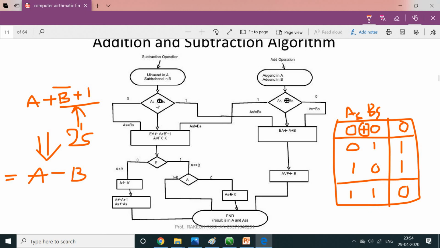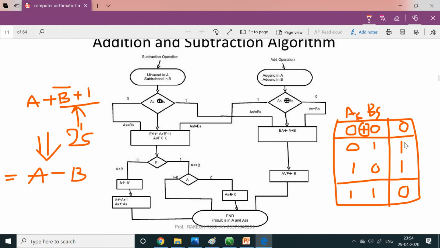If it is 0 0 case, the output equals 0. If it is 0, directly we are going to perform the subtraction operation A minus B. A minus B means A plus 2's complement representation. 2's complement representation means B bar plus 1. After finding this 2's complement, that value is added with A, which is the equivalent operation of A minus B. This is the subtraction operation.